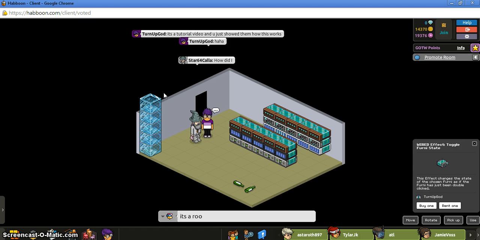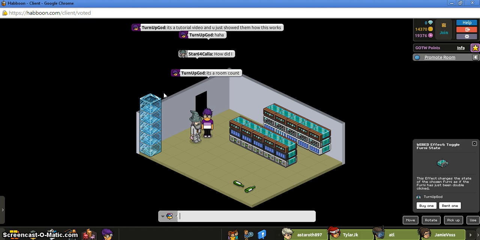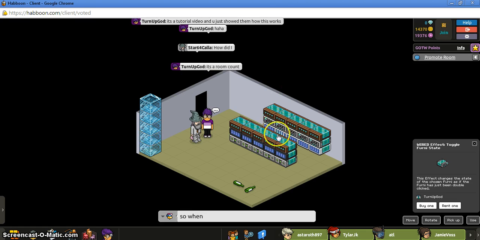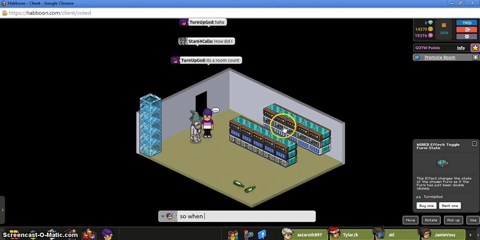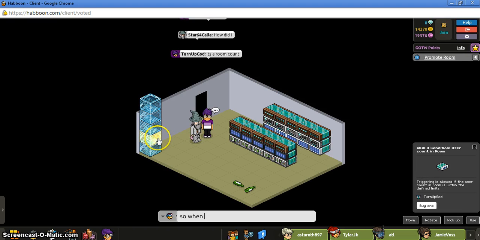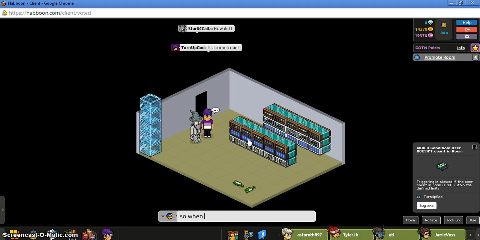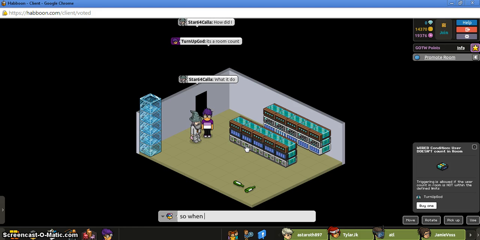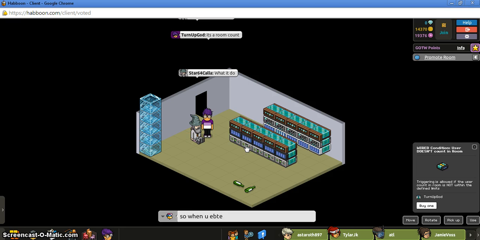Well, yeah, it's a room count. So basically when he came in the room, this activated. I have him in order 1, 2, 3, 4, 5. So when he entered, it noticed, okay, this room count noticed there is exactly two people in the room. That one lights up. These show, so when a user is not in a room, it'll keep the furni state at normal furni state.